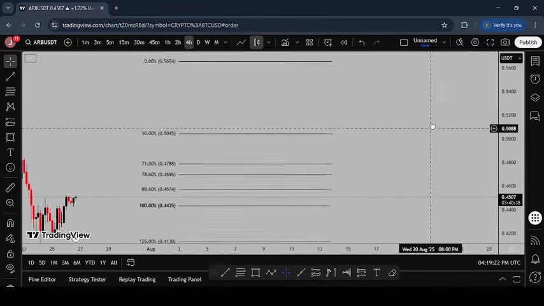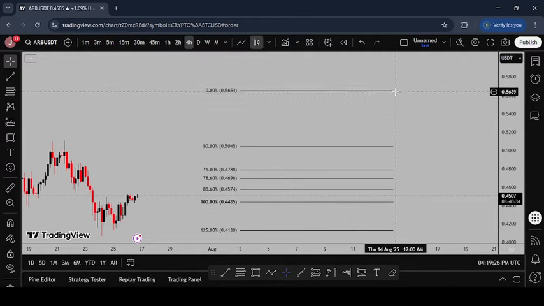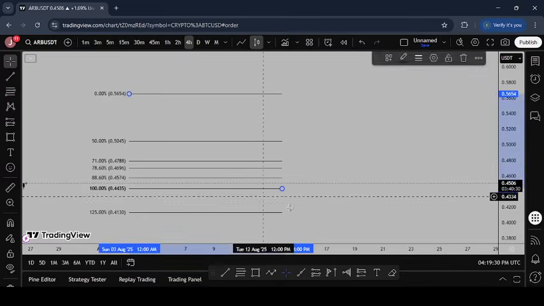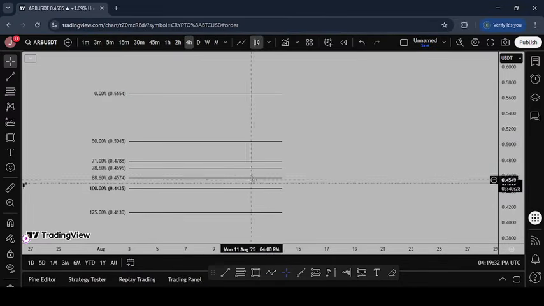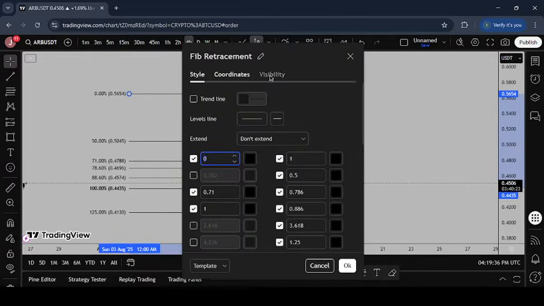Okay, beautiful. So this is how I set my fib. So I have my discount. I hope you guys get the settings. So let me bring it out again so you guys can see it very clearly. Settings of this out right here.